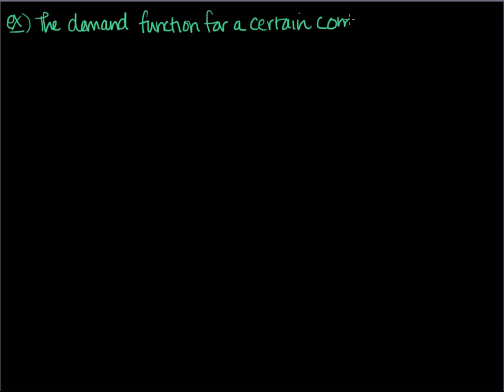All right. So example, the demand function for a certain commodity is given by, okay, so I have a demand function, we'll call it Q, which is a function of P, and we'll say that this is 160 minus 4P. Notice how it has a negative slope, okay?